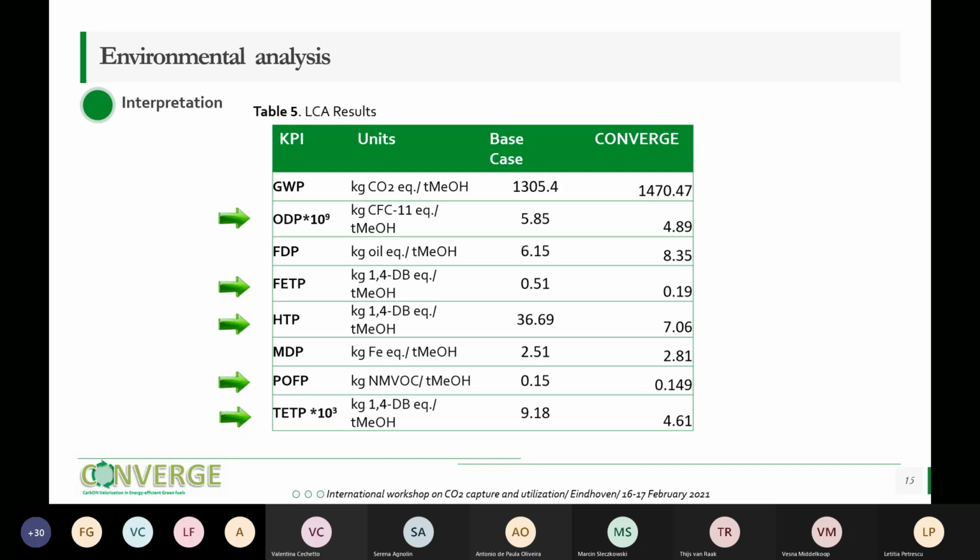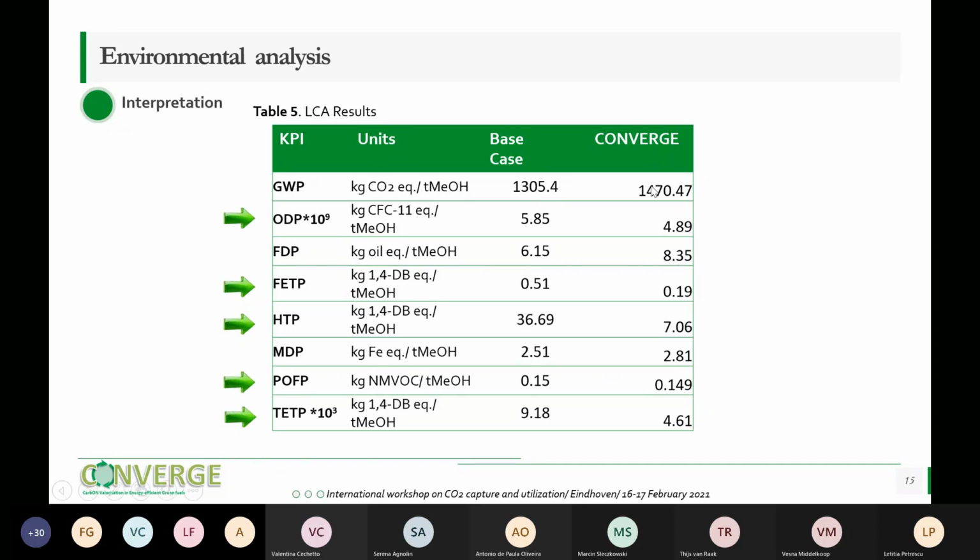But this is the preliminary Converge layout, not the optimized one. Our hope is that once we have finalized the heat and mass balances for the optimized Converge concept, we will have lower environmental impact in all the environmental impact indicators, or in the major part of them.